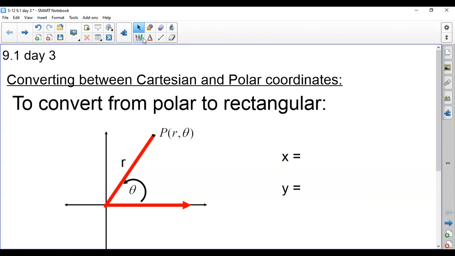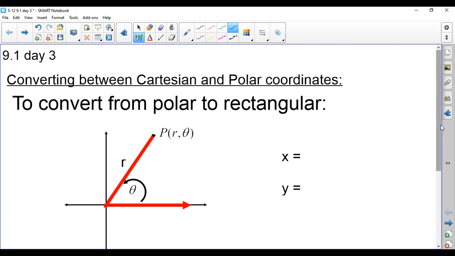Today we're going to continue with section 9.1 and polar coordinates some more. And we're going to start looking at how we can convert between polar and rectangular coordinates. We're going to look at how one point can be named in one system versus the other. We think of these systems as being placed on top of each other.